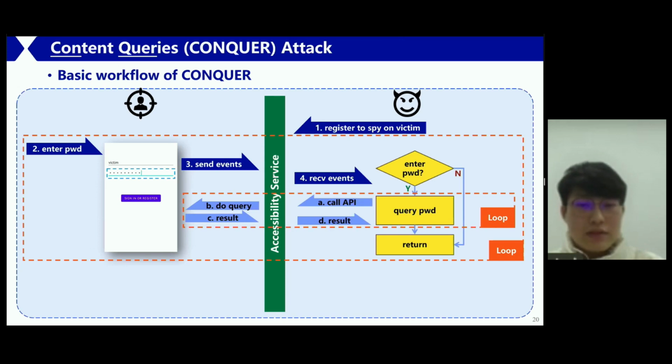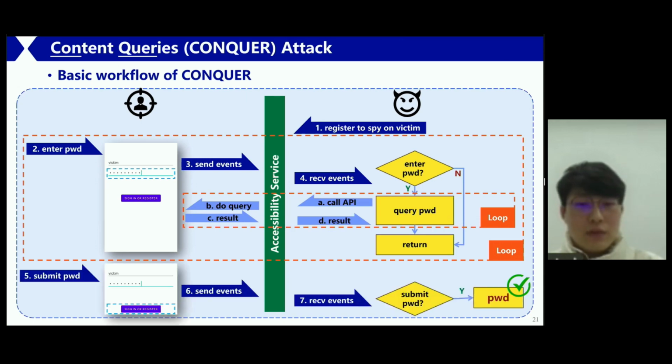If it determines that the user enters the password, the malware will enumerate possible combinations to infer that character as introduced earlier. This process is repeated every time the user enters a character. Finally, when the user hits the login button, the malware gets notified and determines that the user has finished entering the password. And at this point, the malware has successfully stolen the user's password.